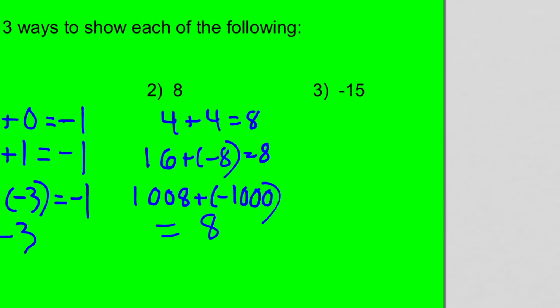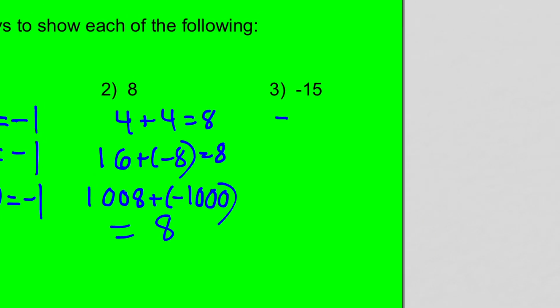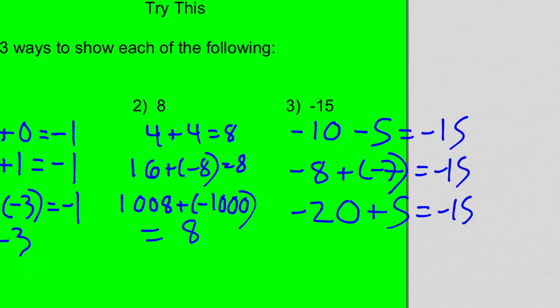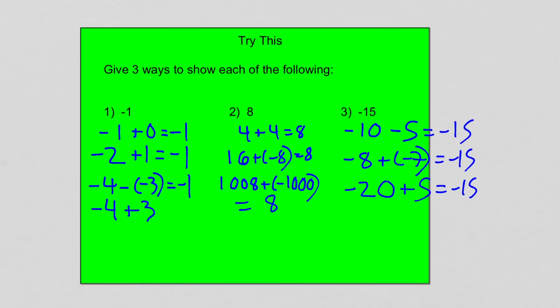What are 3 questions I could use to make negative 15? Well, I could do negative 10 plus negative 5. I could do negative 8 plus negative 7. Or I could think of 2 different integers. I could say negative 20 plus positive 5. All of these equal negative 15. So questions like this give you a chance to be creative. It's sort of like backwards. You start with the answer. What's a question you could make to get the answer?